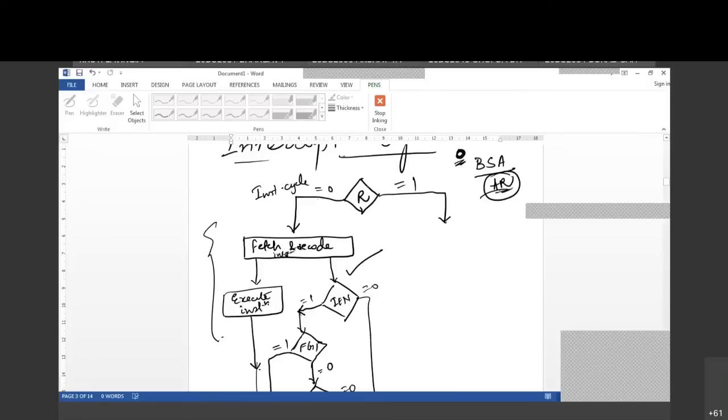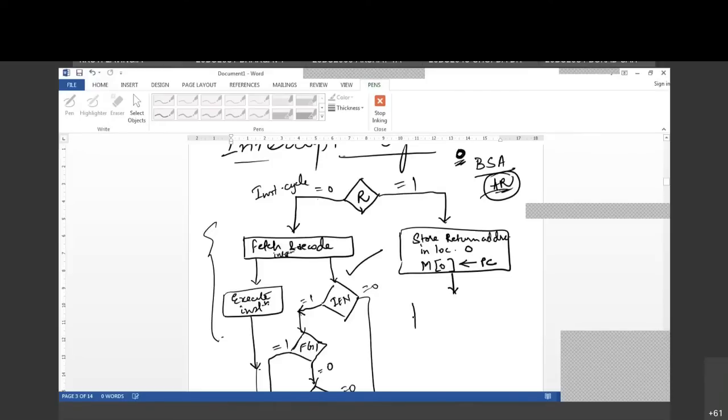So if my value of R is 1, we will store our return address in location 0. Recall the branch and save return address. In that, we were storing the value of PC, that is the next instruction, that is the return address, in M of AR. But here we will be storing that return address at location 0.